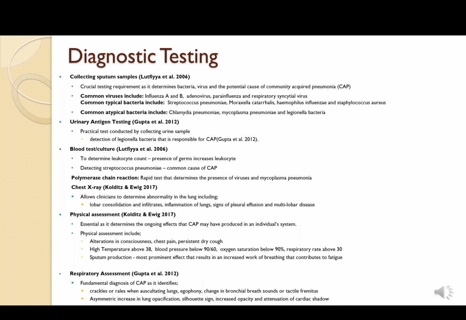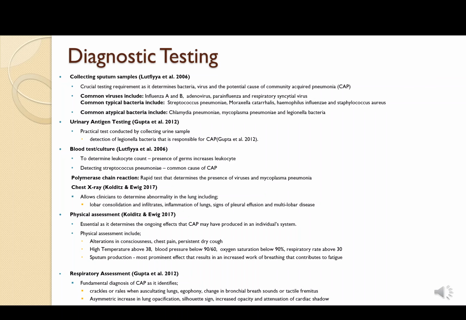A urinary antigen test is also conducted, which is a practical test that requires the collection of a urine sample for analysis and the detection of Legionella bacteria, which is responsible for causing community-acquired pneumonia. As this test overall has a low sensitivity towards the bacteria, a negative result doesn't always confirm its absence.